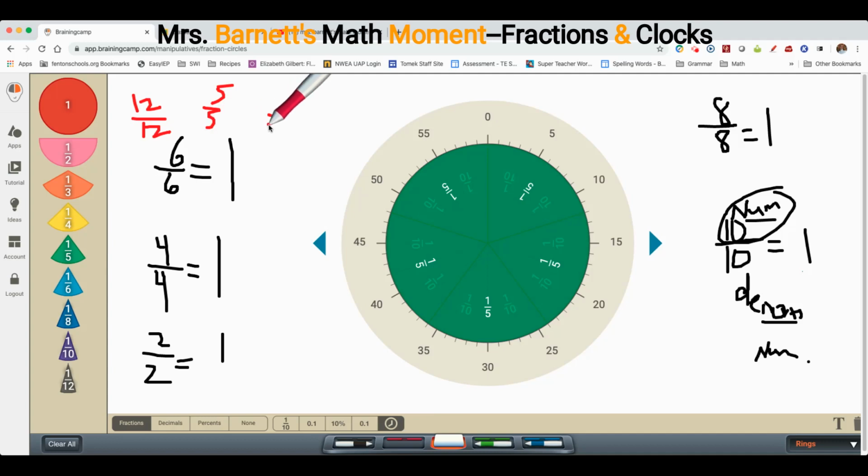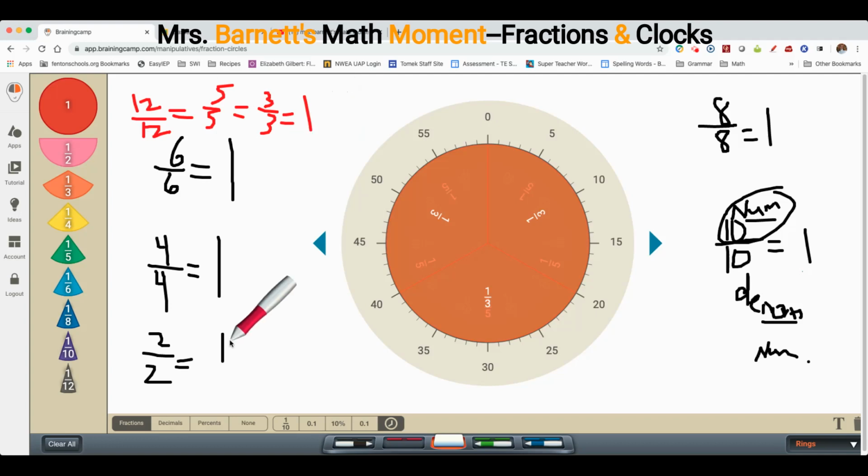Well, let's see if we can do thirds. Are you ready? 1, 2, 3. Exactly, because each of these will make a whole. So 3/3 will also make a whole. So 5/5, 12/12, those are all equal to 1. I could put every one of these in one number. They're all equal to the same thing. Okay. Quick math fact there.